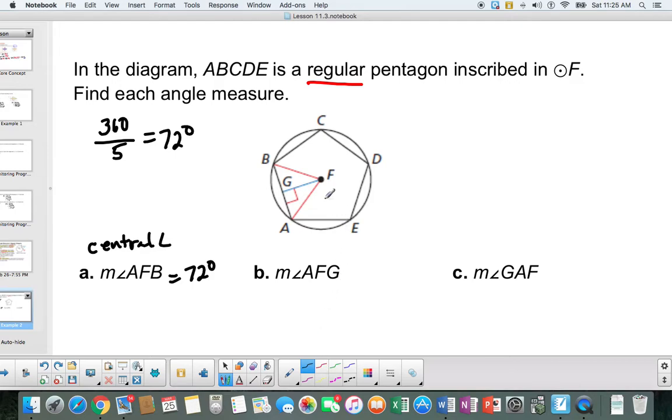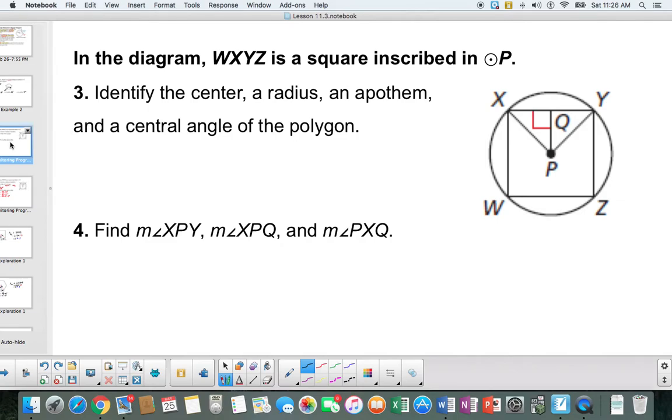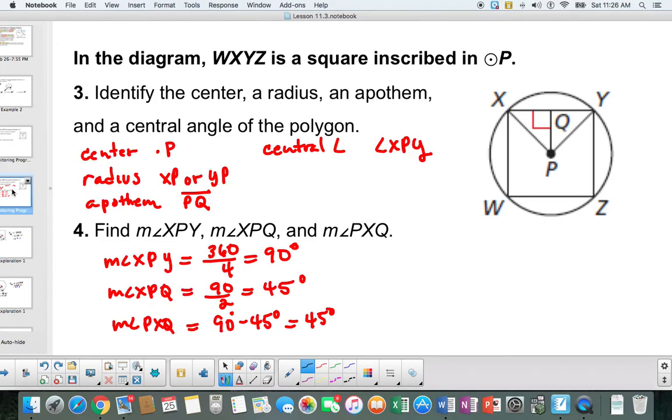All right, now they would like me to find angle AFG. That's this angle right here. Remember, this whole angle is 72, and since this is an isosceles triangle, this angle will be 36 degrees, which is half of this number. Now they'd like me to find GAF, which is this angle, and we have a right triangle, so this will have to be the complement, which will be 54 degrees. So that's how we figure out these different angles inside a regular polygon. All right, your turn. Go ahead and attempt this, stop the screencast, and see what you can do. And here are the answers.